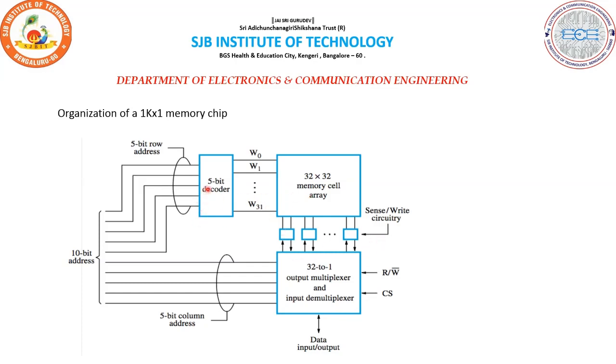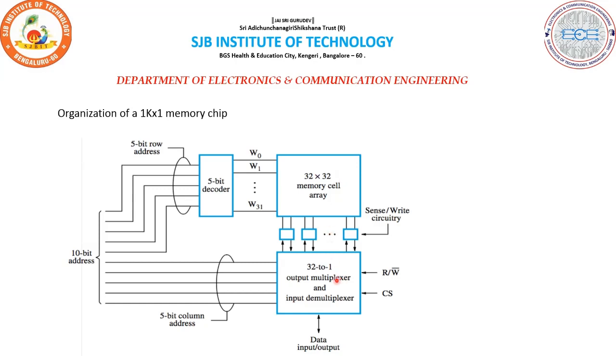The 5-bit decoder has 2 to the power of 5, that is 32 outputs. So the array has 32 cross 32 memory cells, which becomes 1024 memory locations. This is how the memory chip can be designed. This is for row addressing. The word lines are W0 to W31, so in total it is 32 rows and 32 columns, giving 1024 memory locations.